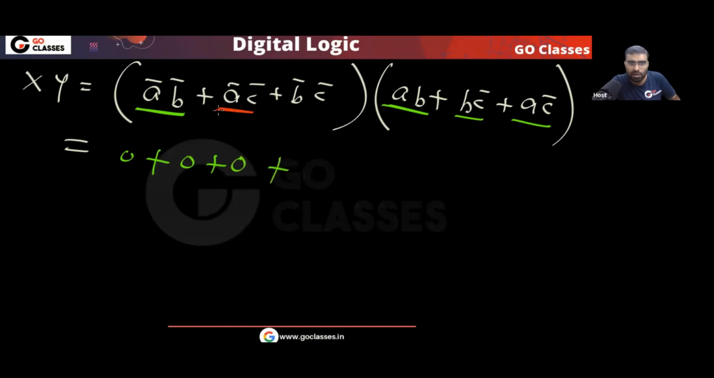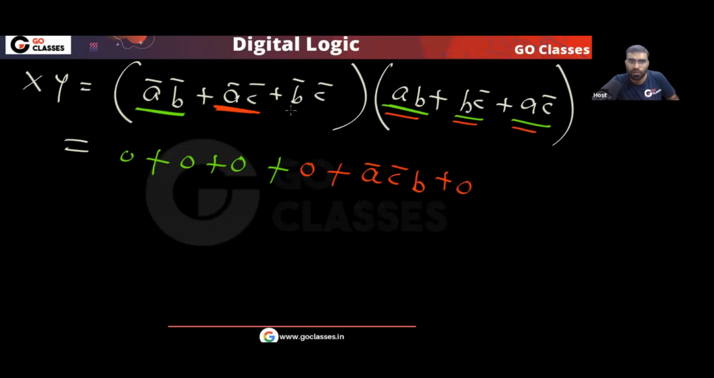Is this clear? Now let's focus on a bar c bar. If you multiply this with this, that will become 0. Or if you multiply this with this, now you will get a bar c bar b. And finally, again, you will get 0. Is this clear?